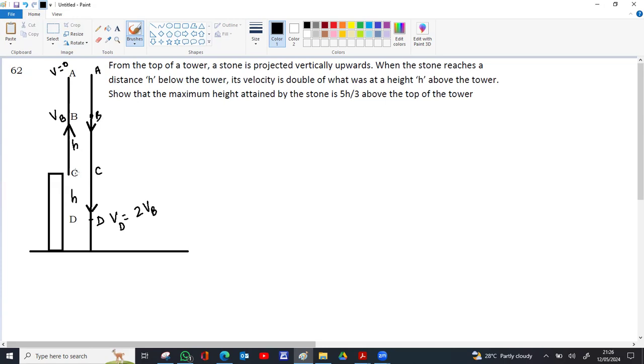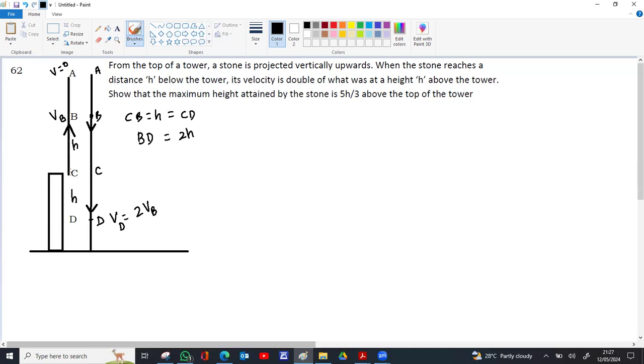So the C to B distance is h. Even the C to D distance is also h. So if we count from B to D, B till C, then D, distance wise, we'll take the direction downward as negative and upward as positive.